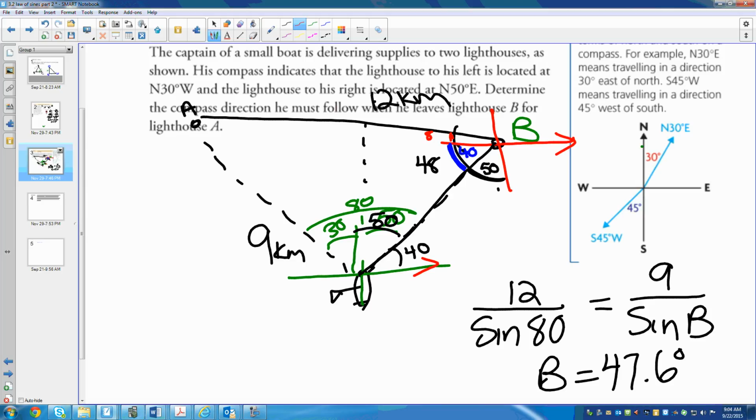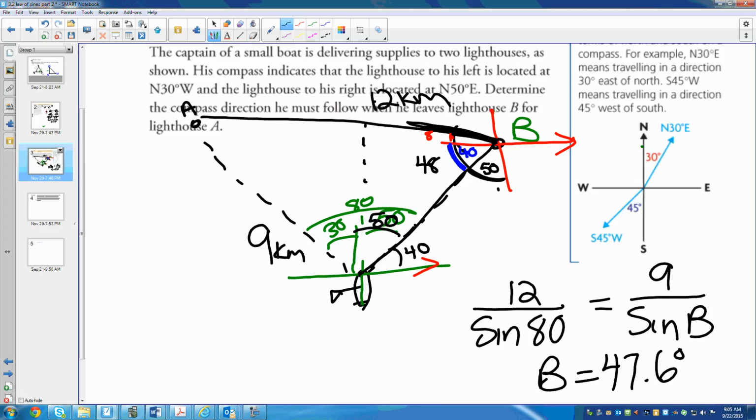So this line right here that we're drawing, is it closer to the north or is it closer to the south? Closer to the north, right? So when I give my direction, when I give my answer, I'm going to say north, so many degrees, what?